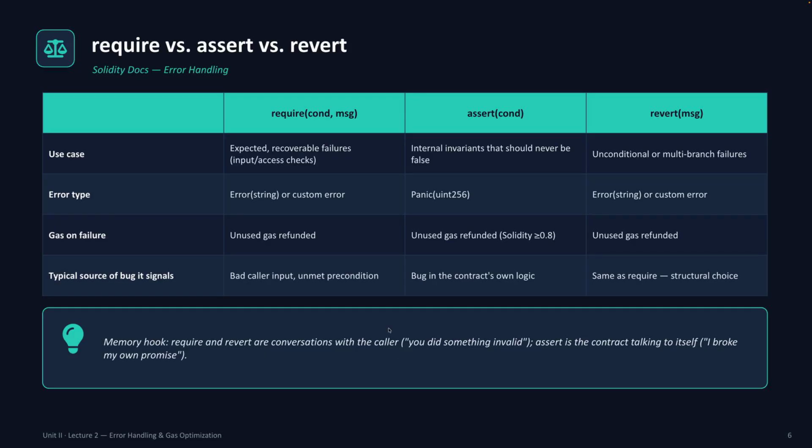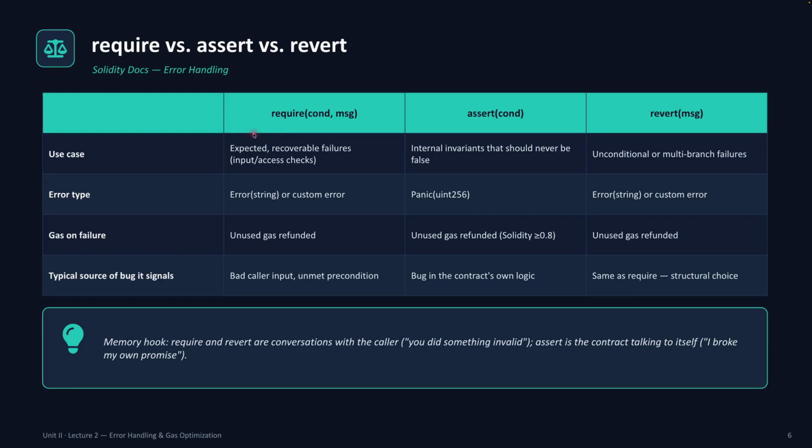The mental model to remember in case of require is that require takes in a condition. If this condition evaluates to false, then it returns a message to the caller, wherein the message is specified after the condition. In case of assert, assert only checks the condition, and in case of revert, revert only returns the error message.